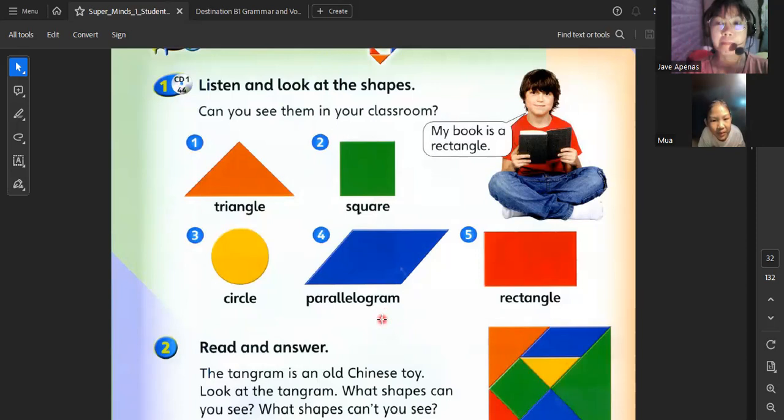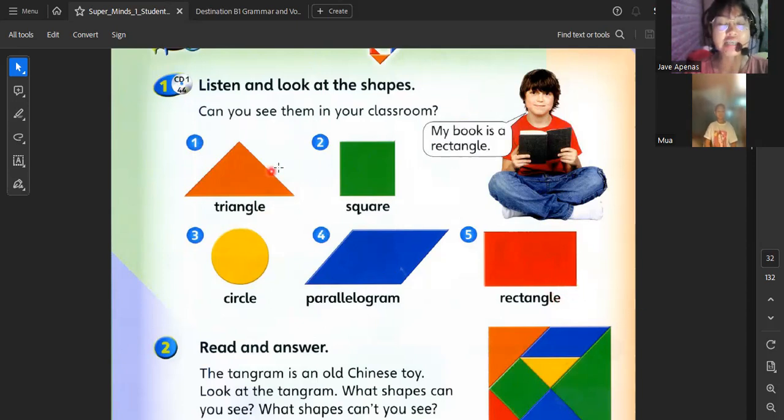Four. Okay, that is parallelogram. Parallelogram. Oh, that's quite good. Okay, one more time. Parallelogram. Parallelogram. Yes, it's a parallelogram, this one. And lastly, rectangle. All right. Okay, so have you seen these shapes in your classroom? Have you seen the shapes in your classroom? Yeah. Really? All of them? Yes.